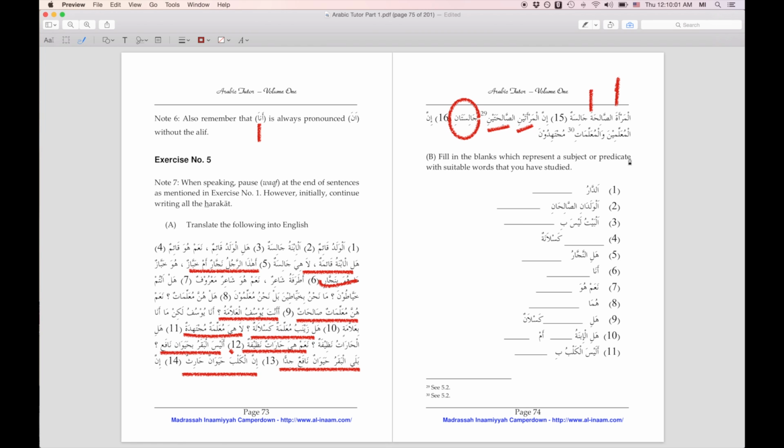Last one, 16. Inna al-muallimaini wal-muallimati mujtahiduna. Now, actually not muallimaini, innal muallimina wal muallimati mujtahiduna. So now we have the same thing with inna, but for jama mudhakkar and jama muannas. So for the masculine, both of these are salim. This is muallimun, and this over here is muallimatun. So muallimun became muallimuna. So that's the jama salim, muallimuna.